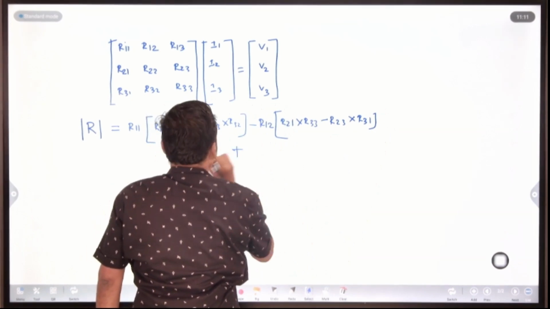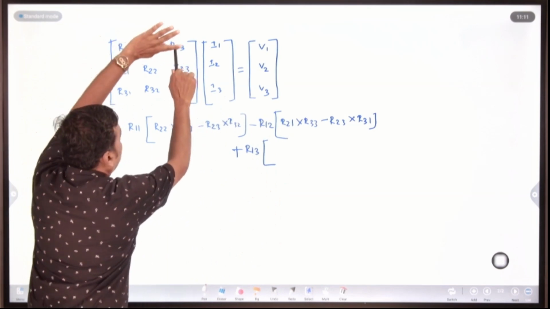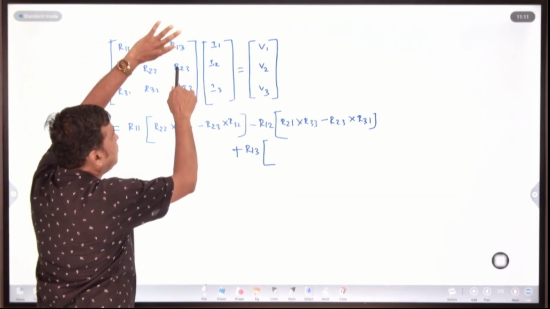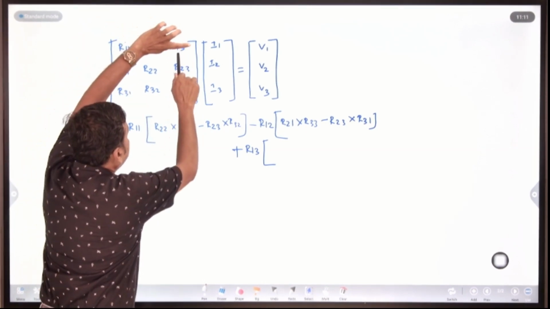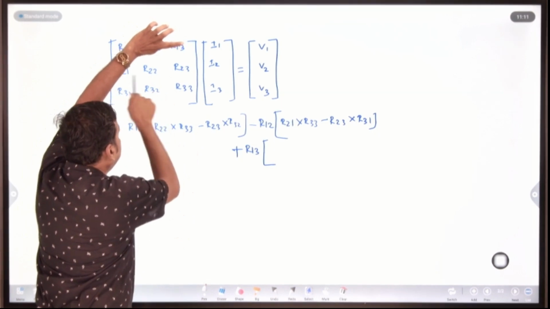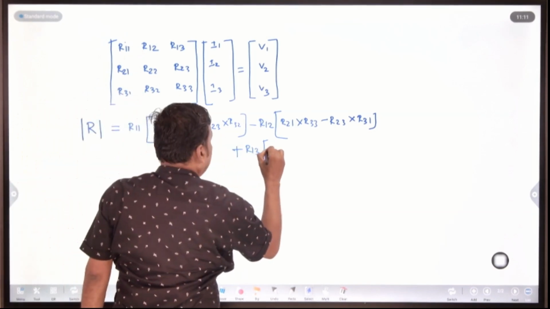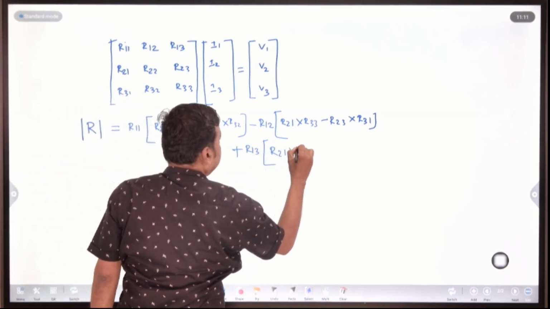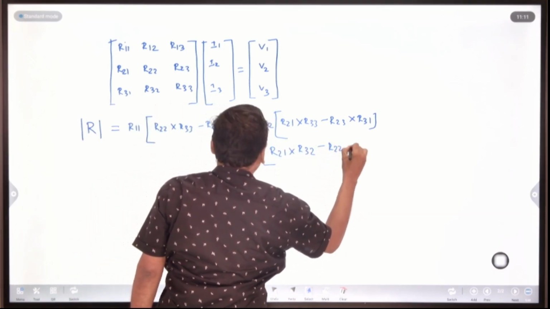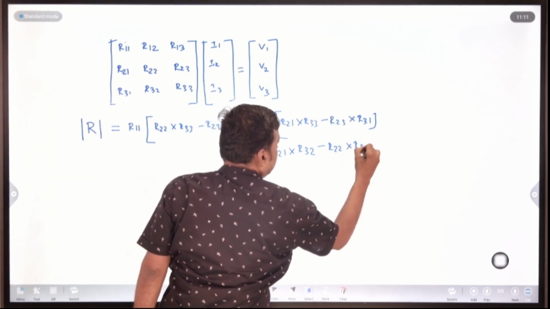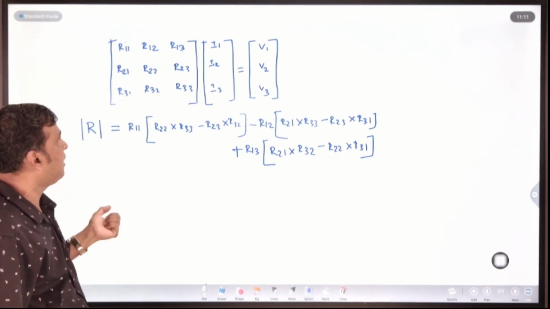Then plus R13. For R13, if you close this column and this row, R13 lies in this row and this column. So if you close these, you will get only these 4 terms. If you multiply, R21 into R32 minus R22 into R31. This way you have already studied in 12th, so you can find out the value of the resistance determinant.